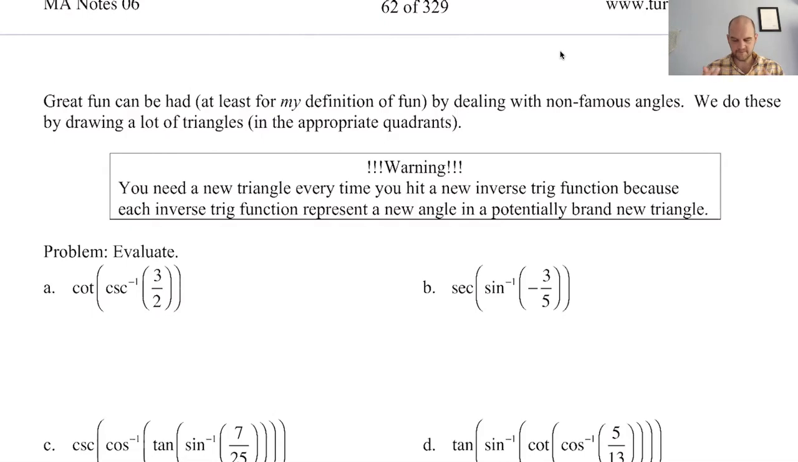The other thing is, every time you hit a new inverse trig function, it changes the relationship to the sides, so you're going to need a new triangle. So every new inverse trig function, new triangle. Then the other thing to know, and I know I'm just piling this on, we haven't even done anything yet, is that a normal trig function and an inverse trig function will disappear together. That's going to be the weirdest part, I think, initially.